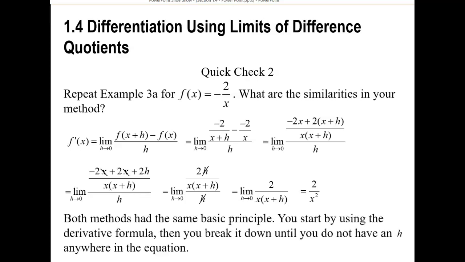So both methods had the same basic principle. We started with the same formula. Break it down until you don't have an h anywhere in the equation. So you simplify it all the way down first, then you plug in any values for h and being 0, and then clean it up.